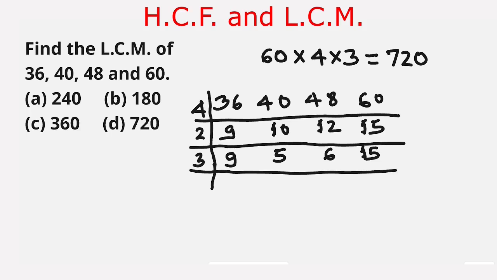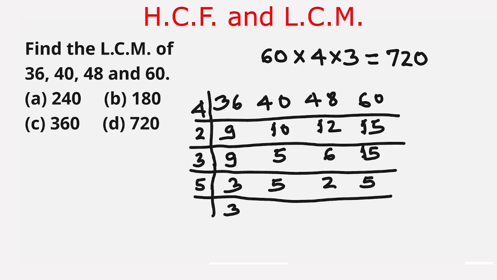3 divides 9 for 3 times. We write 5 as it is. 3 divides 6 for 2 times and 15 for 5 times. Now there are only two numbers left which are divisible by 5 and other numbers are co-prime to each other. We write 3 as it is. 5 divides 5 for 1 time. We write 2 as it is and 5 divides 5 for 1 time.